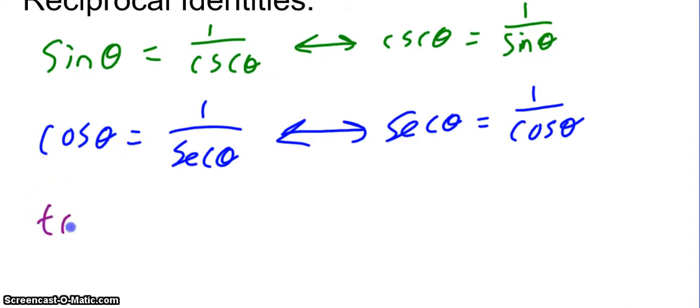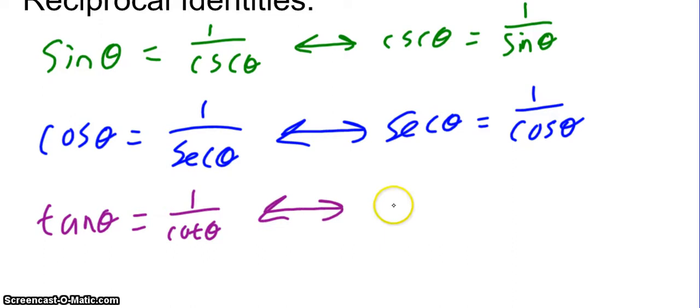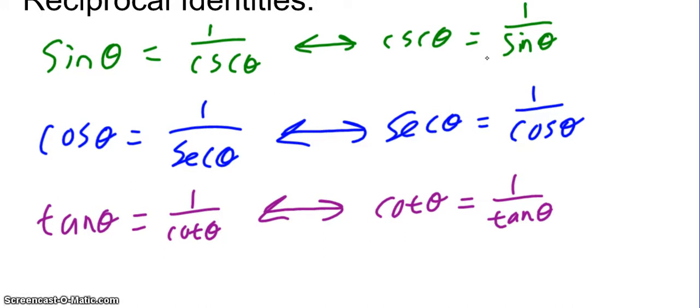And then last, but certainly not least, tangent of theta is 1 over the cotangent of theta. And cotangent of theta is 1 over the tangent of theta. Alright, so these are the reciprocal identities. In this form, they are always true. Okay, we can manipulate them, but then it's not necessarily an identity. Keep that in mind.